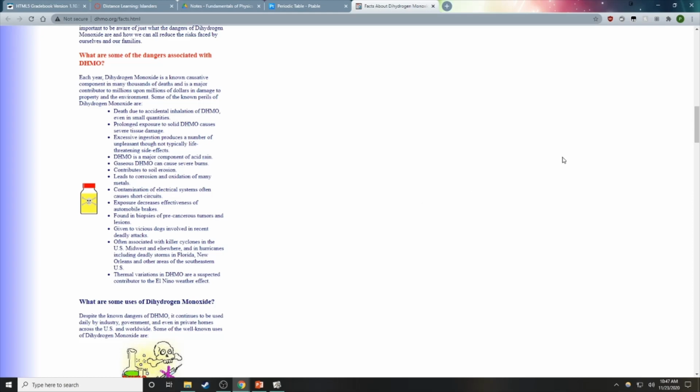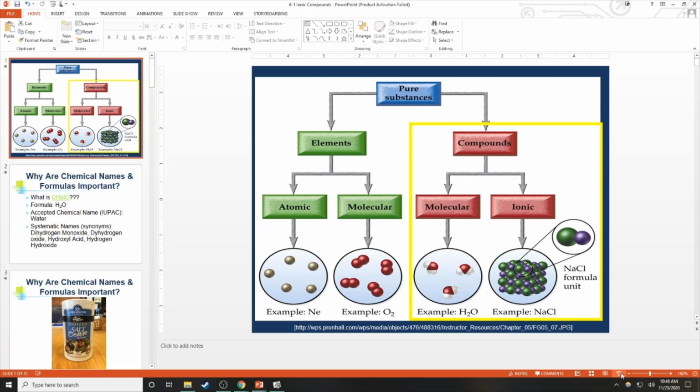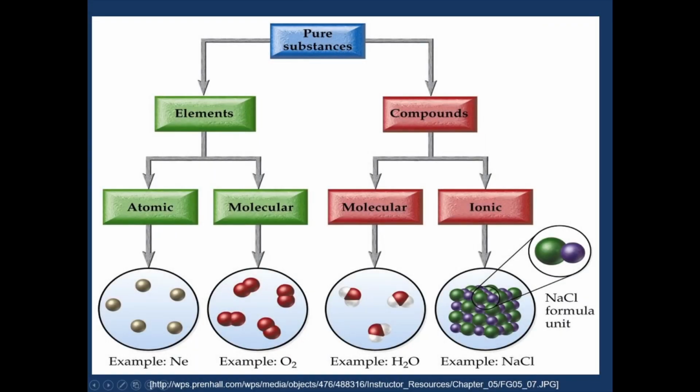So obviously we can make things sound way worse than they actually are. And the truth is that a lot of compounds, as safe as they may seem, can be very dangerous. For example, we can breathe in oxygen. Oxygen is a compound that we need to breathe in all the time, but too much oxygen can also be very bad for us.